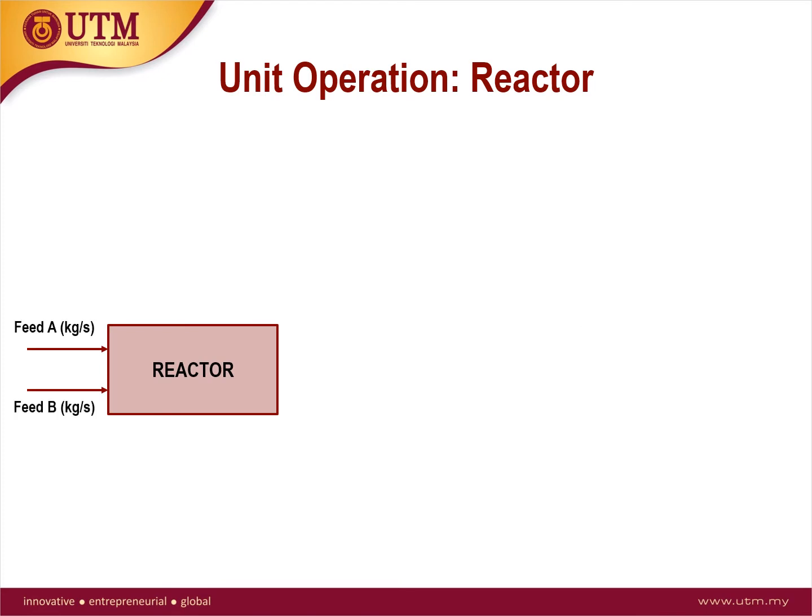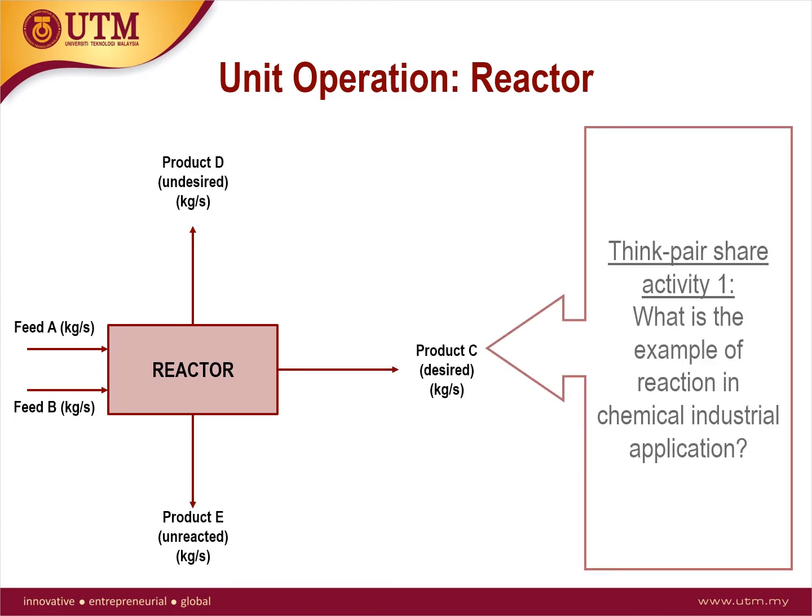Based on the schematic diagram of the reactor, you may find or discuss with your partner an example of a reaction in chemical industrial application that can be categorized by the types of reactant and products. For example, I give you the complete combustion process.